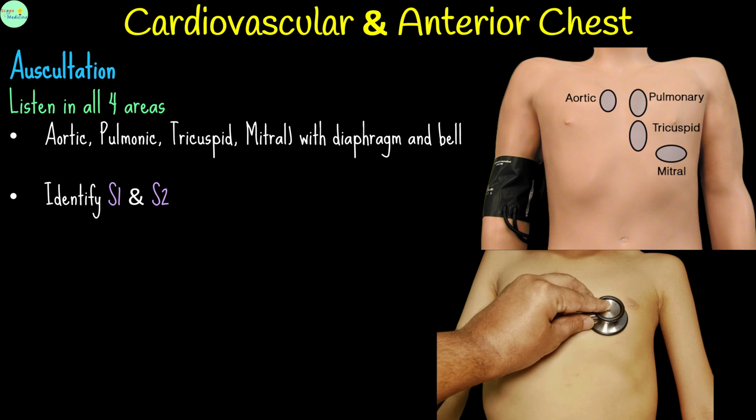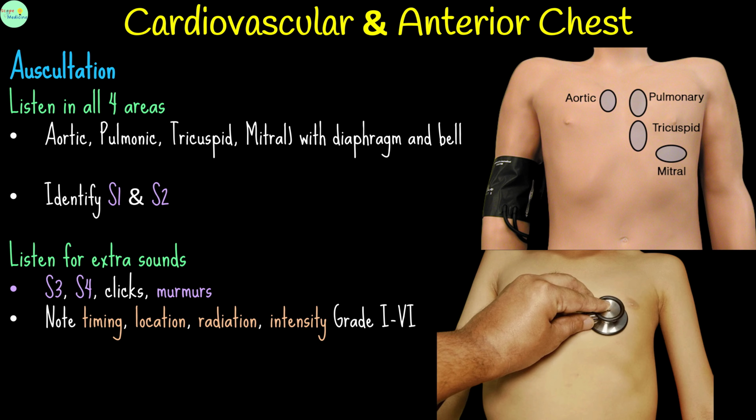Identify the first and second heart sounds, the lub-dub. Listen carefully for extra sounds like a third or fourth heart sound, clicks, or the scratchy sound of a pericardial rub. If a murmur is present, characterize when in the heartbeat cycle it occurs, where it is loudest, if it spreads to another area, and its loudness graded on a scale from 1, very faint, to 6, which can be heard with a stethoscope off the chest.